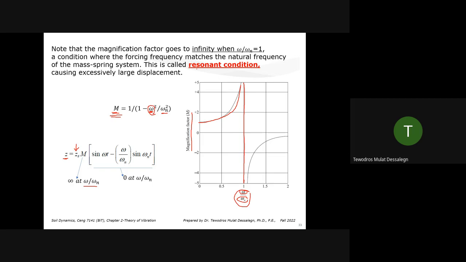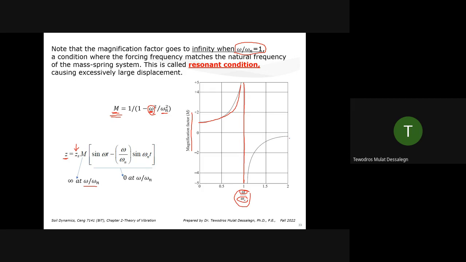Resonance is when you have excessively large amplification, excessively large displacement, and that occurs when the natural frequency of the system, our spring mass system, closely matches the forcing frequency. In our example right now, the forcing frequency is a motor vibration, but it can be anything. It can be an earthquake. If the frequency of the earthquake is equal to the frequency of the system, a spring mass system, then you will have this excessively large amplification.